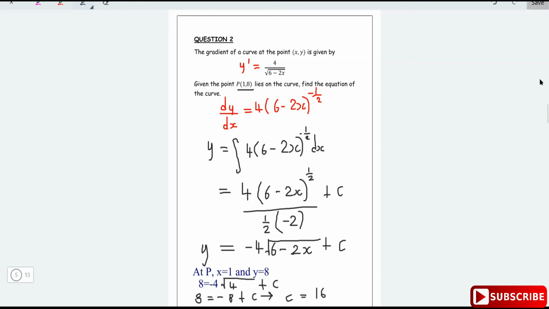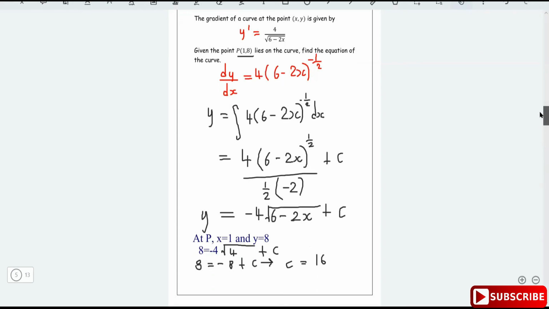So since c equals 16, oh good. Now we can write down the equation of the curve. The equation of the curve is y is equal to minus 4 times the square root of 6 minus 2x plus c, where c is 16. And that's how we do integration. Easy.